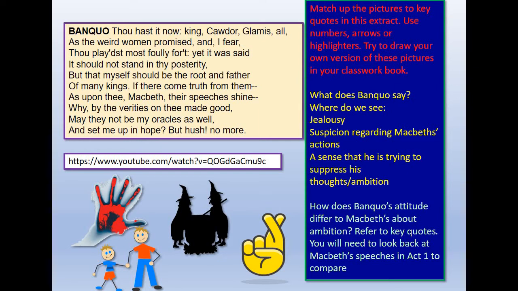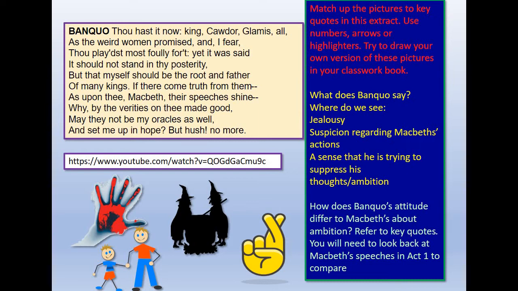Okay, now yellows only. I want you to look at this speech again, and I want you to really think about, what does Banquo say? So where do we see jealousy? You're going to write jealousy in your book, and give me the quote or quotes for it. Okay, and you're going to tell me why and how that shows jealousy. You're going to find the quote or quotes that suggest a suspicion regarding Macbeth's actions. What are the key words or phrases in there? Why might Banquo be suspicious of Macbeth at this point?